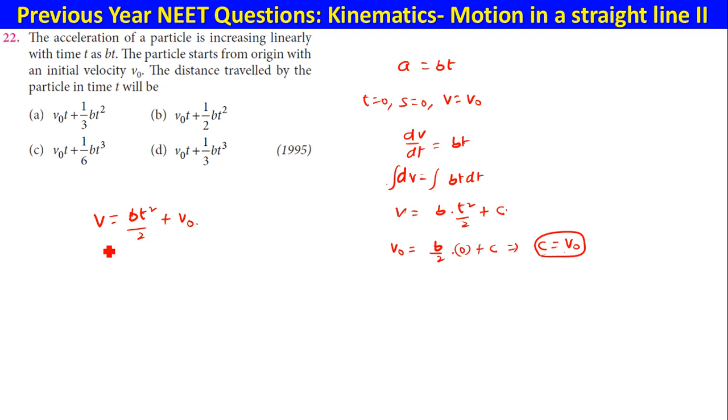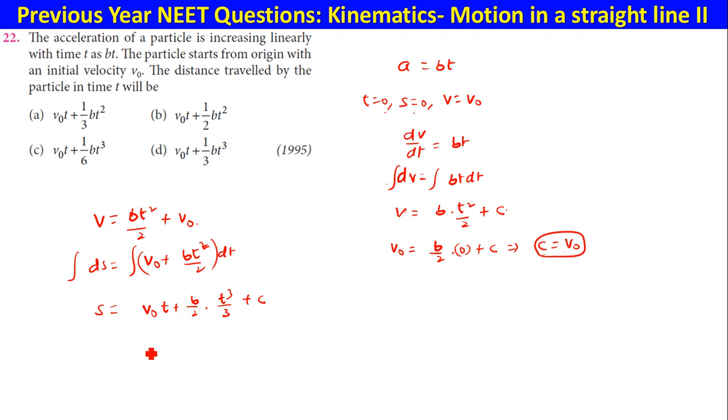Alright, now if you take v is equal to ds by dt and integrate on both sides, you get ds is equal to v naught plus bt square by 2, into dt. Integrate on both sides. Now integral ds is s. So v naught is a constant, integral dt is nothing but t, plus b by 2 is constant, integral t square is nothing but t cube by 3, plus c.